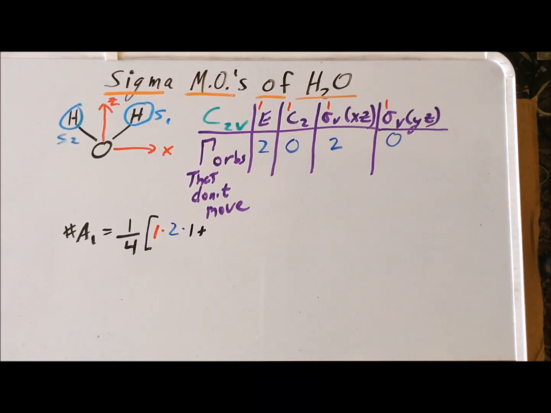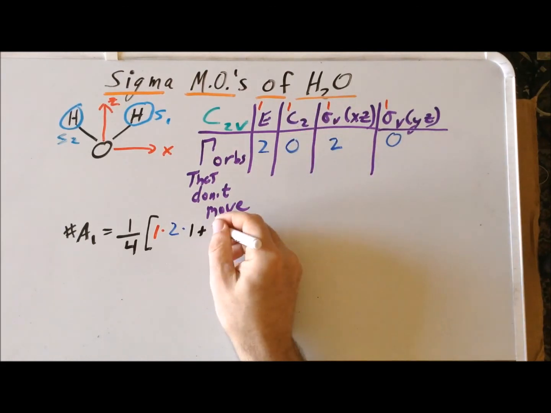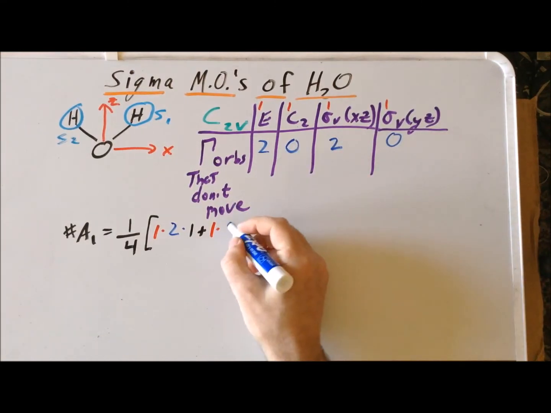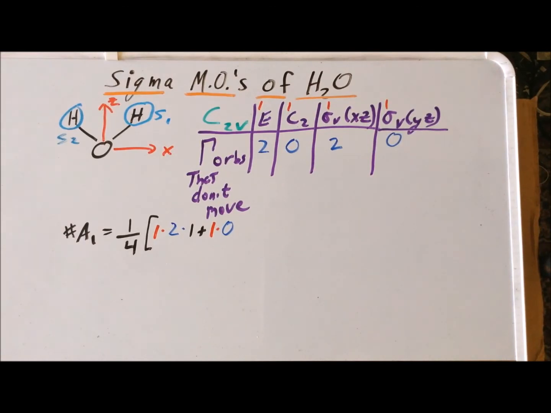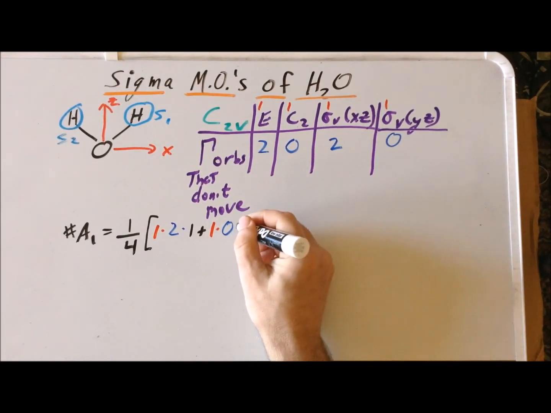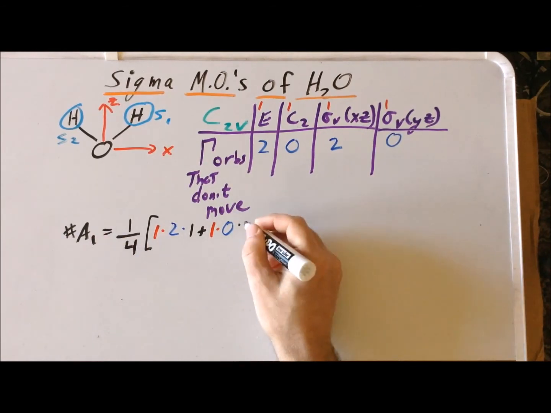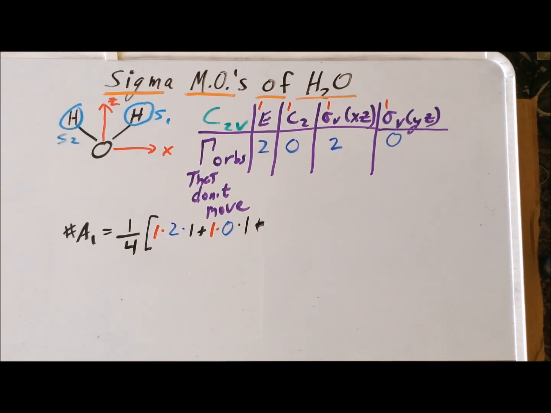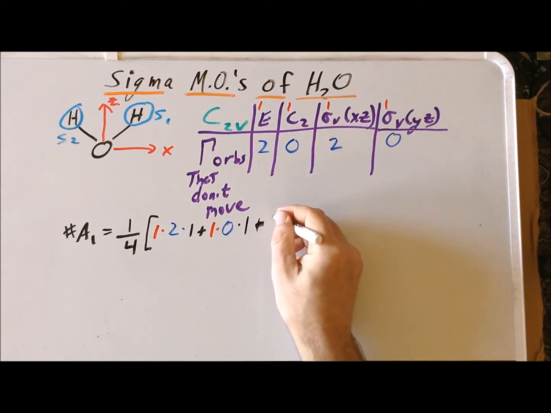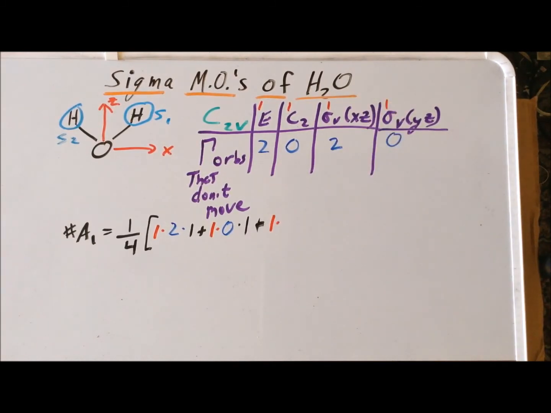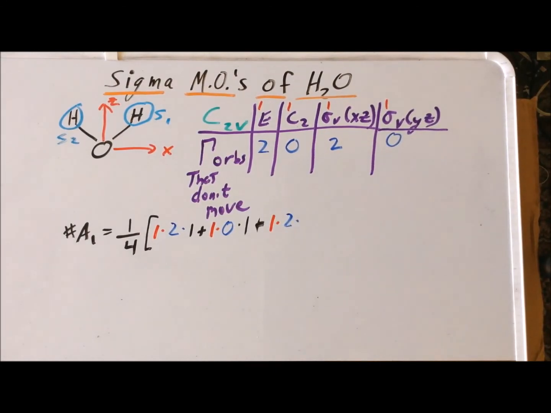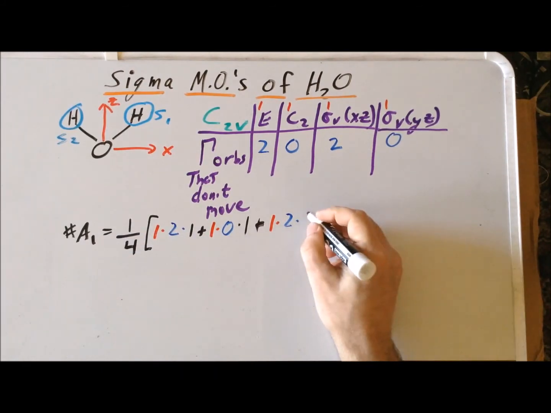For C2, the next class, there's 1 operation in the class, so we have a 1. The character from the reducible representation is a 0, so we have a 0. And the character from the character table for the irreducible representation A1 is a 1. For the third operation in the point group, we have 1 operation in the class, that's our 1. The character from the reducible representation is a 2, so we write our 2 in blue. And the character for the irreducible representation A1 is a 1.